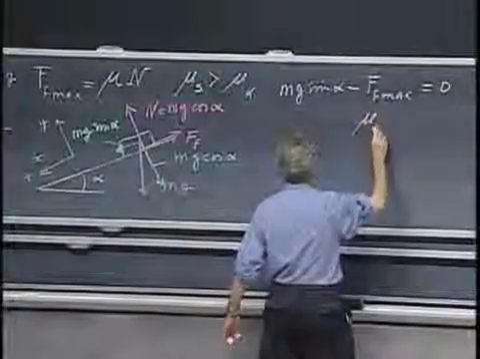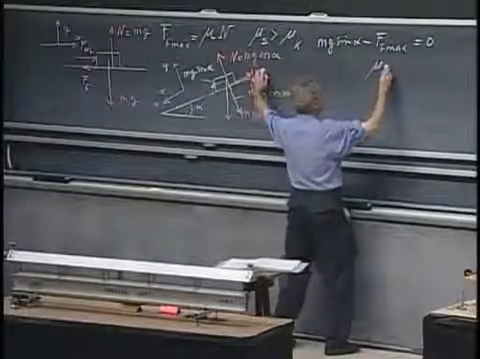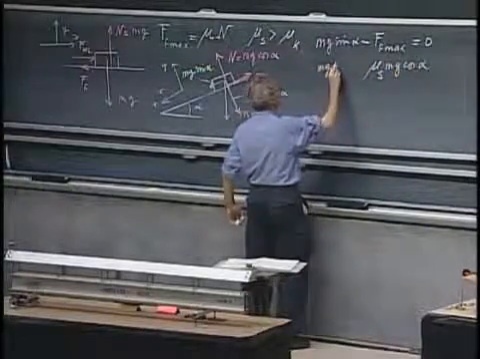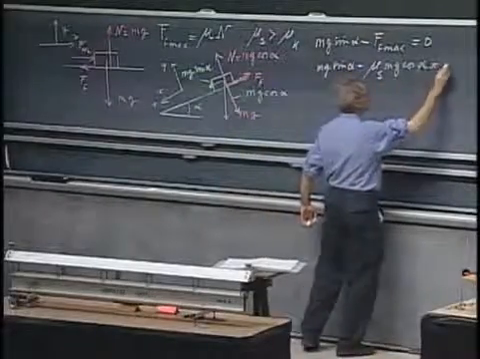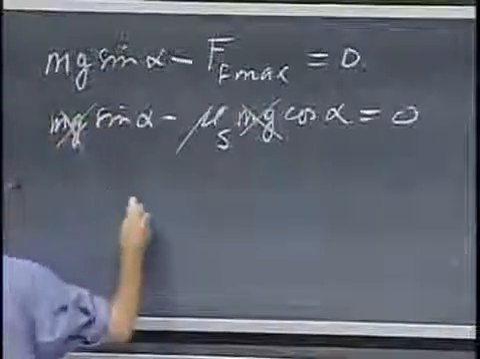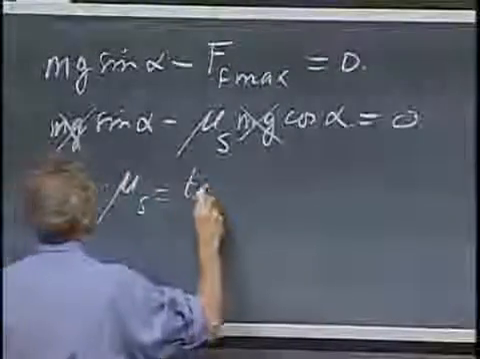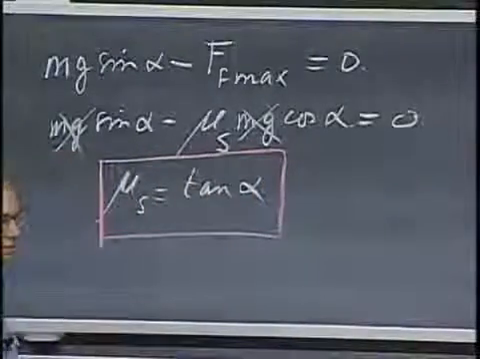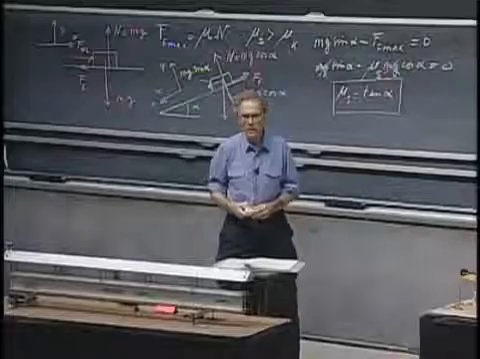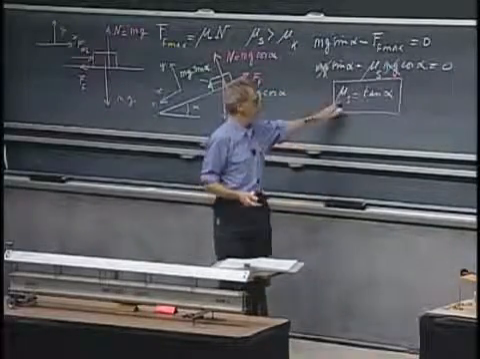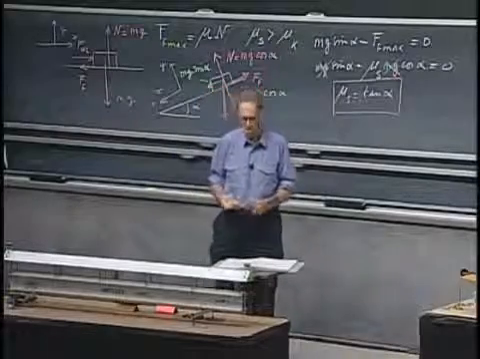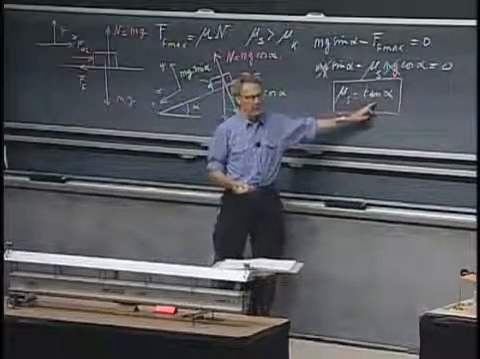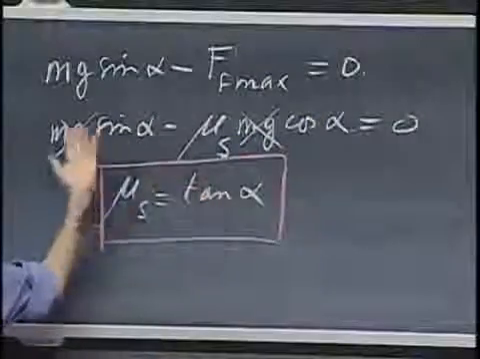And this one is mu static times n, which is mg cosine alpha. This one is mg sine alpha. This equals 0. I lose my mg, and you see that mu of s equals the tangent of alpha. It's that easy to measure. So you increase the tilt. We will do that later until it starts to slip, and then at that critical angle that it starts to slip, you have a value for mu of s, for the static friction coefficient. It is very non-intuitive that this friction coefficient is completely independent of the mass. The mass has disappeared.